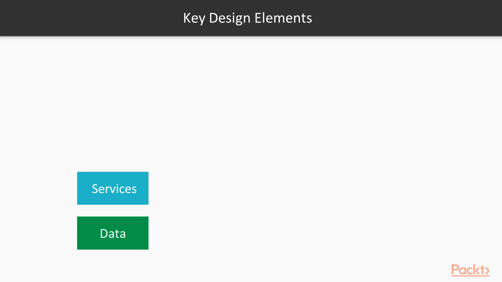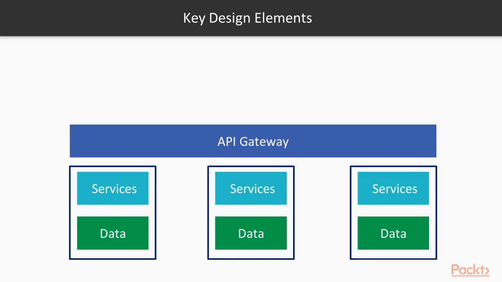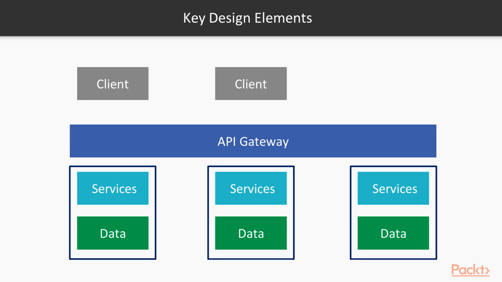So when we're looking at the design elements of a microservice application, let's say you have your services along with your data. I suggest you club them together and have the services and data as one independent unit. And then have an API gateway or an API service that could be attached to these independent units and called separately. And then finally, you will have your clients, which will call the services via an API gateway or an API service.